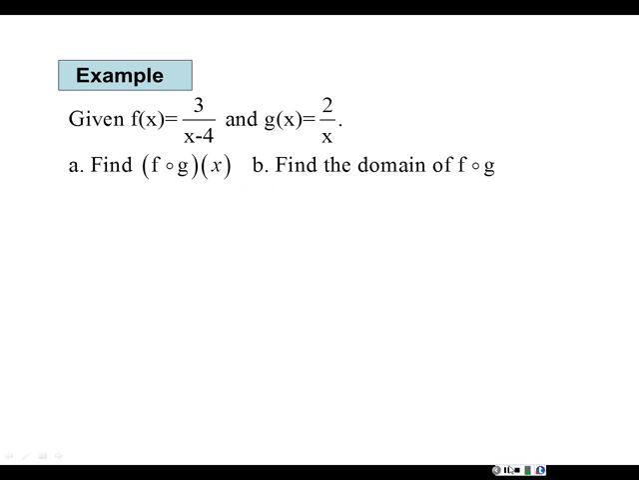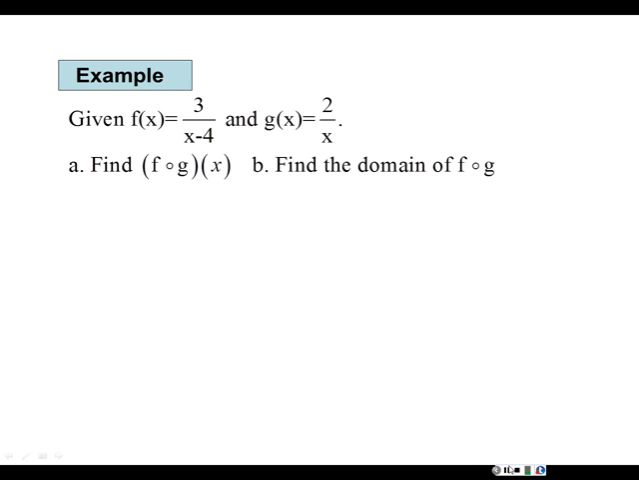This point is excluded. That's part 1. In part 2, whenever we find f of g of x, what does it mean? It means that we write the function like this: 3 over... Do you agree with this? What do we do? Look at this. We are replacing the x by g of x.